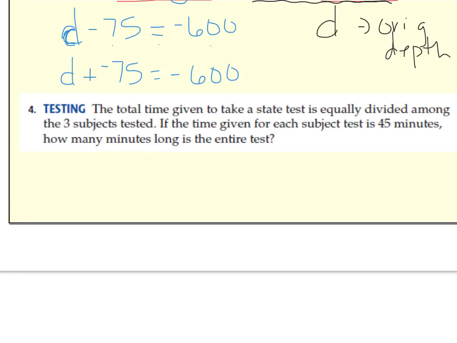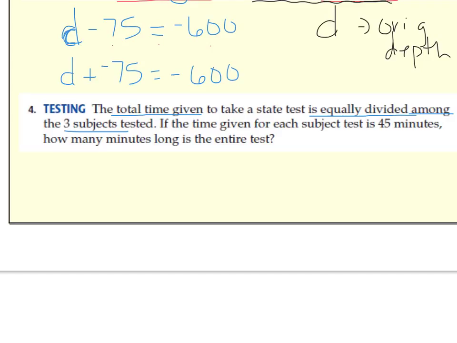All right, another one. The total time given to take a state test is equally divided among the 3 subjects tested. If the time given for each subject test is 45 minutes, how many minutes long is the entire test? That is a lot of words, so I'm going to go through it slowly. The total time given to take a state test is equally divided among the 3 subjects tested. So total time given is equally divided among 3. That seems important.